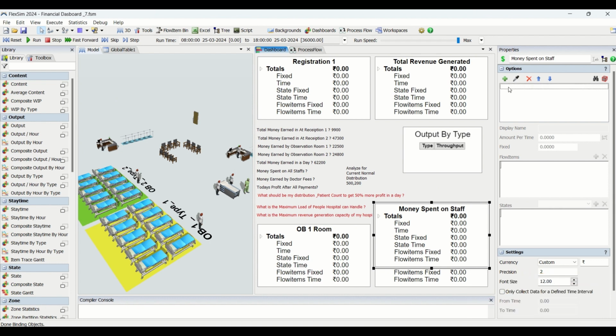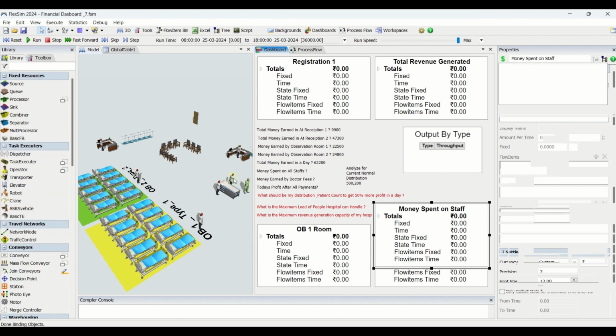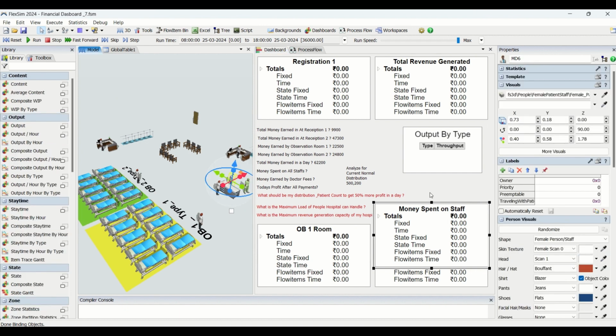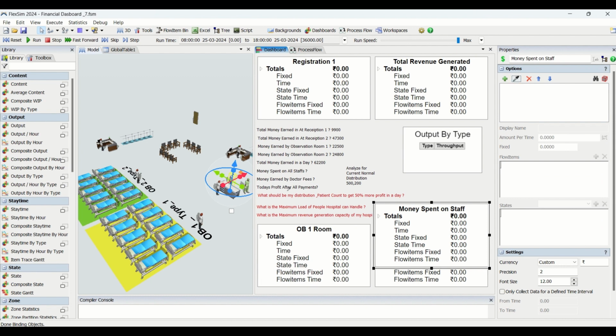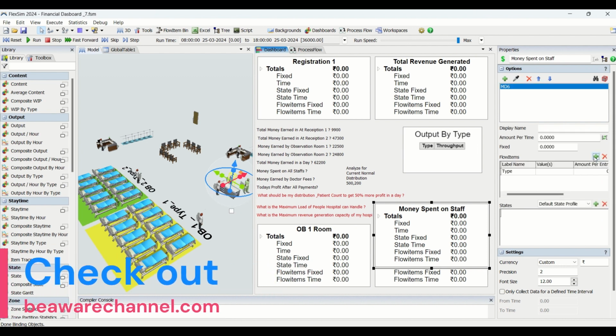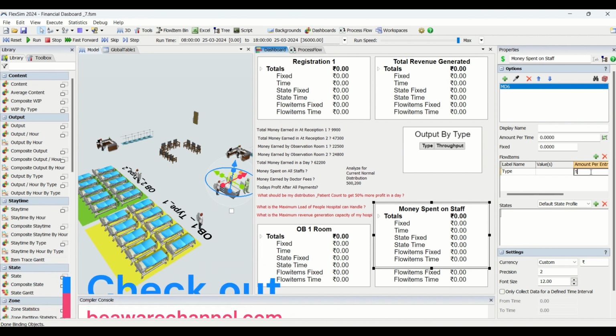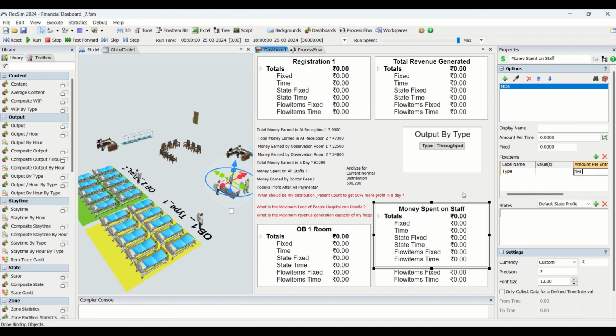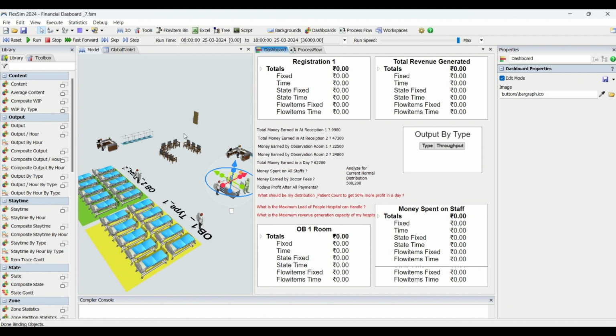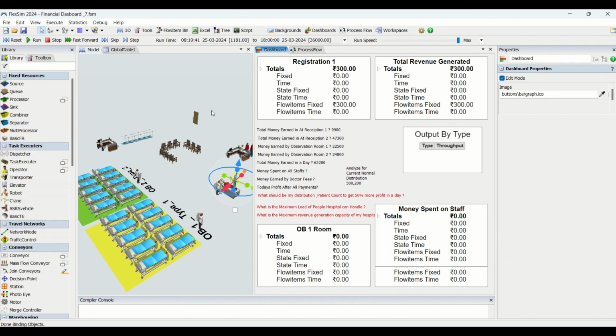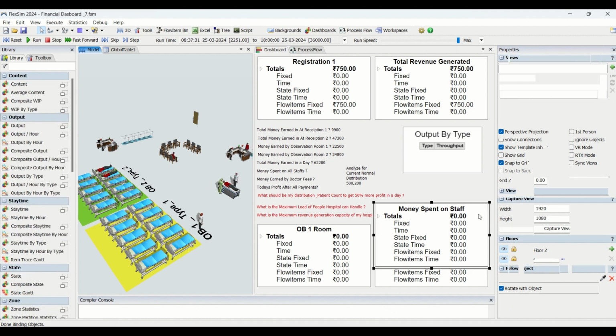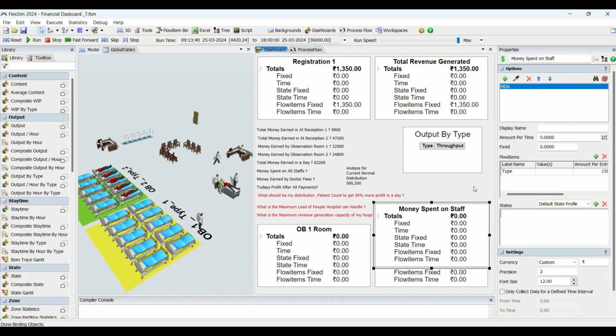Okay, so how can we do that basically? In order to find out the amount of money spent on the staff, what we need to do is click on this person, and we are going to put in, say, 150 as a fixed amount for the staff. So let us run and see what it is going to give us for the staffs.